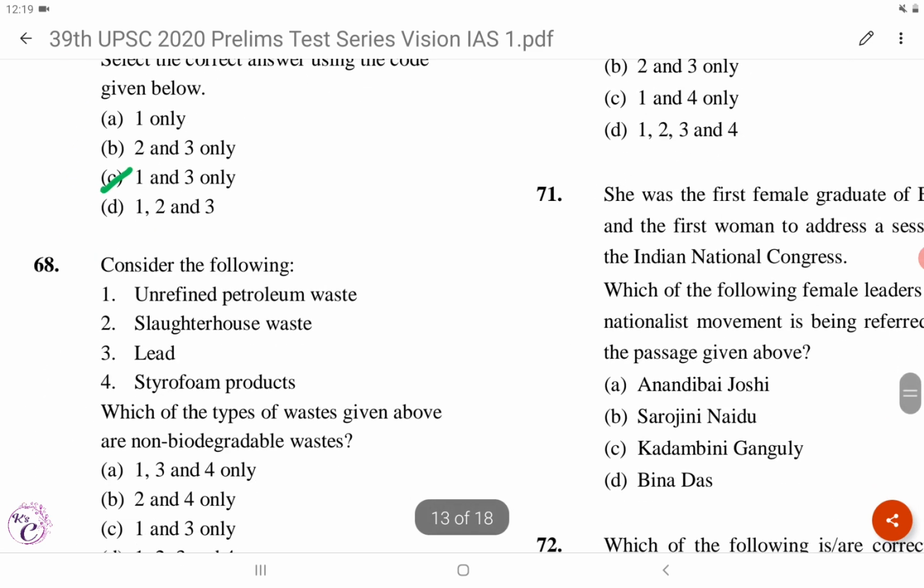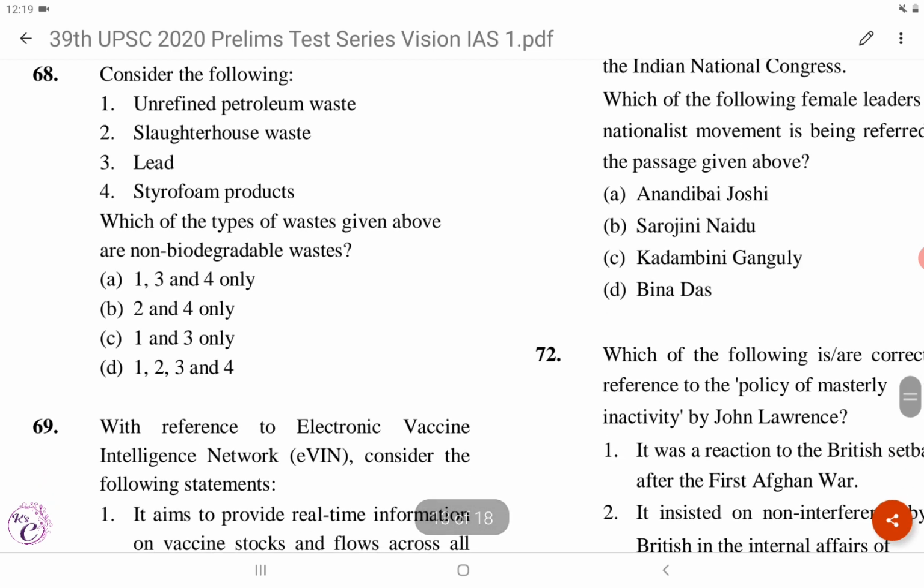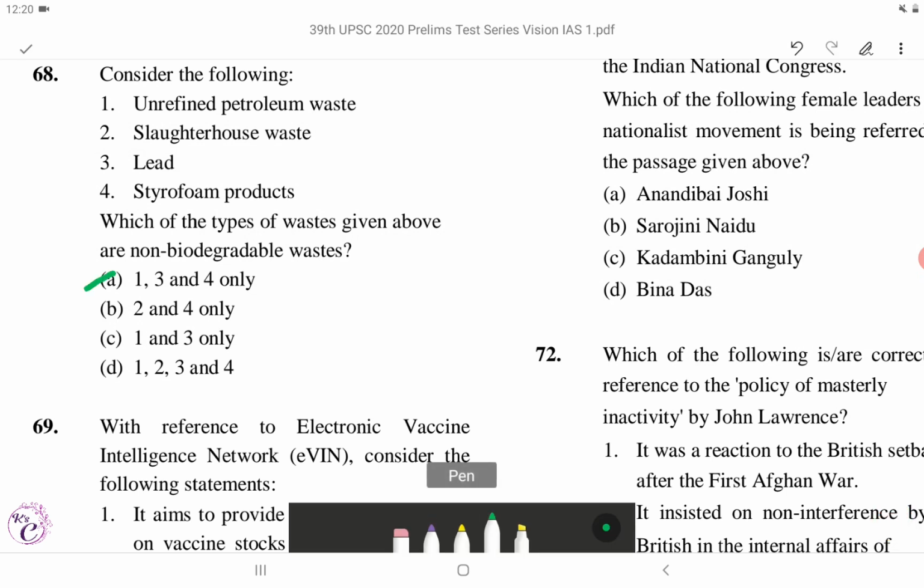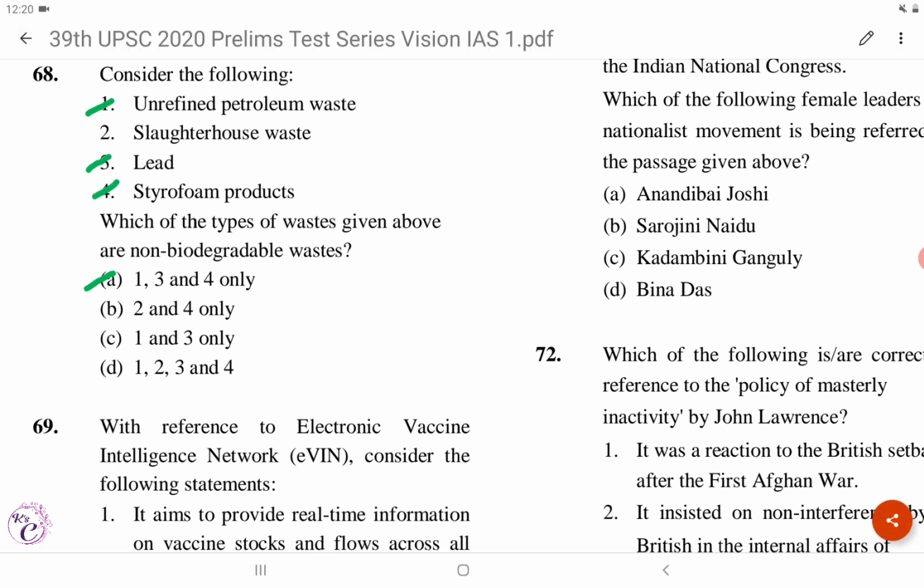Next, we have question number 68. Consider the following. Number 1, unrefined petroleum waste. Number 2, slaughterhouse waste. Number 3, lead. Number 4, styrofoam products. Which of the types of waste given above are non-biodegradable waste? So the correct answer is A, that is 1, 3, 4. They are non-biodegradable waste, that is unrefined petroleum waste, lead, and styrofoam products.